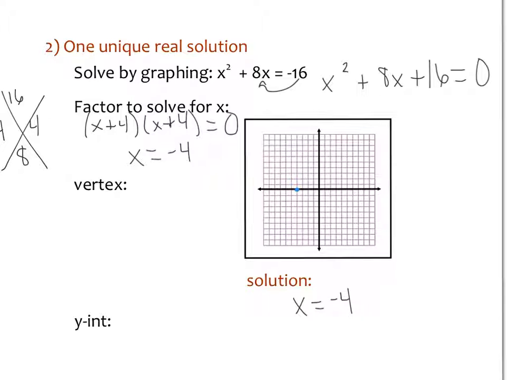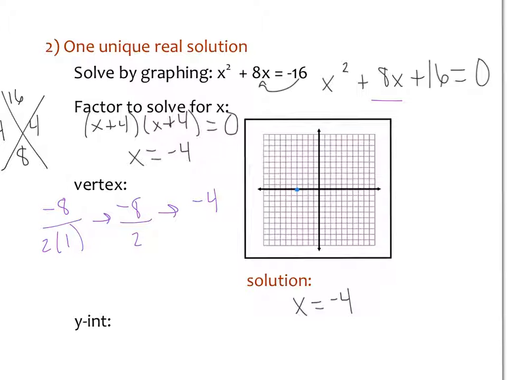Now before we can fully graph this, let's go ahead and find the vertex. So again, to find the vertex, I need to take opposite of b over 2a to find the x-coordinate, then plug that in to find the y-coordinate. So here, opposite of 8 would be -8 over 2 times a would be 1, which is -8 over 2, which is -4 for my x term.